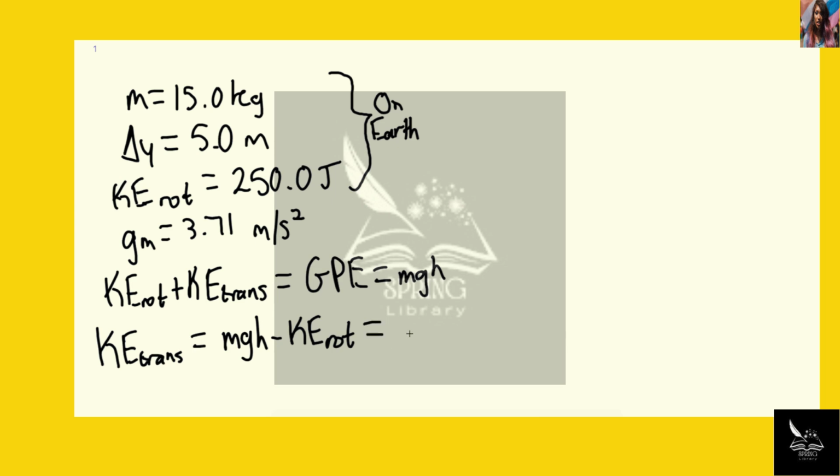And we should find this and say 15, 9.8, 5 minus 250, and this is going to equal 485 joules. So this is the translational kinetic energy, and we were able to find it on Earth because we have all of our givens on Earth, and then they're saying how far must it fall in order for it to have the same amount of translational kinetic energy.